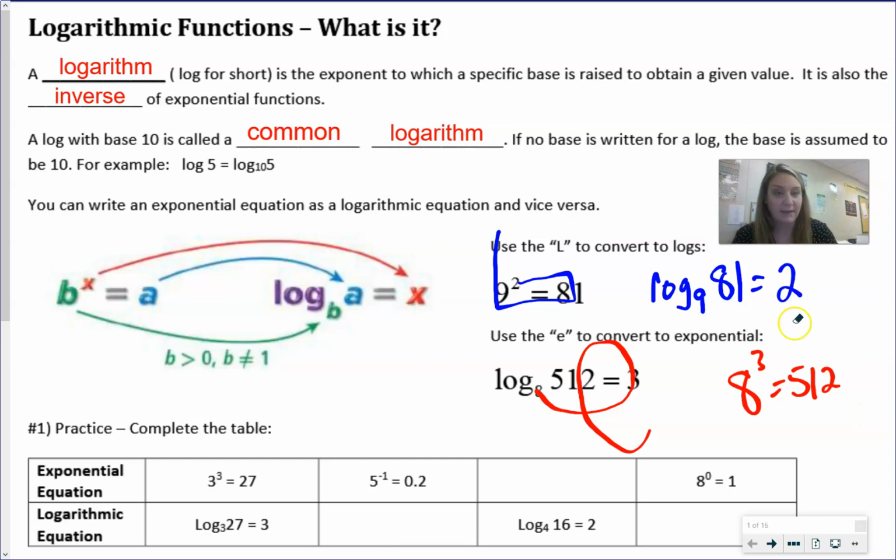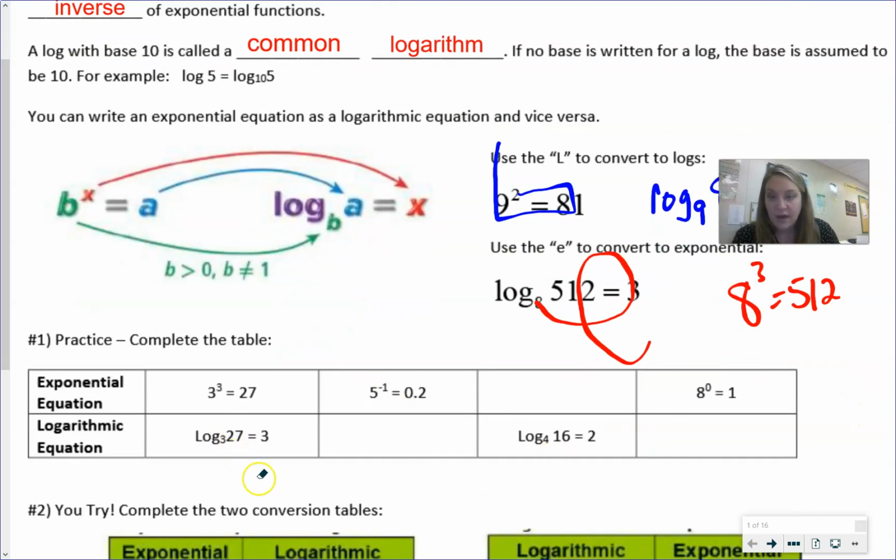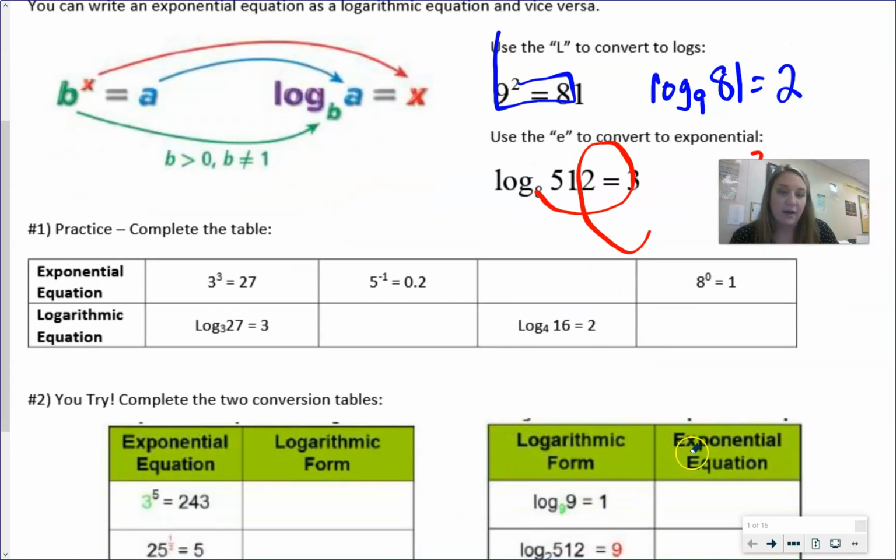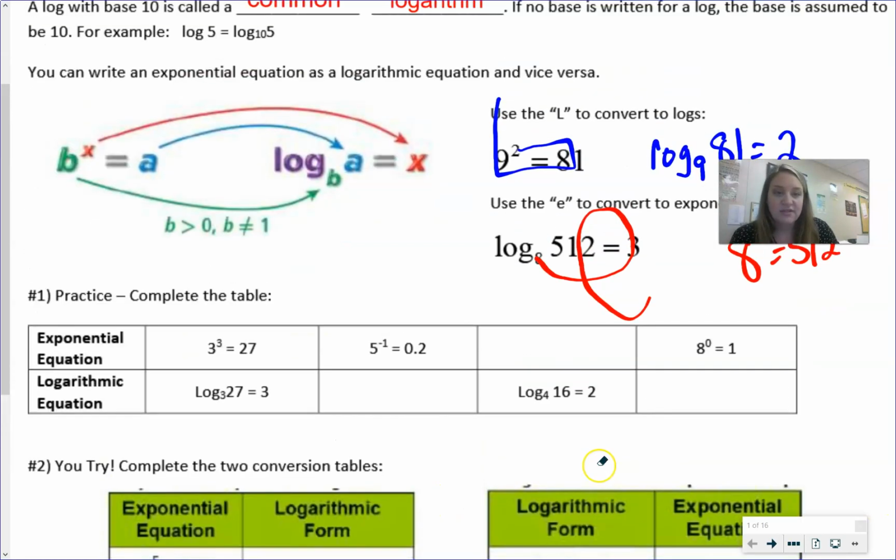You're going to fill in this table at the bottom. I guess we can do this one together, and then I'll make you do these on your own. Let's do this first one together. So here we go. The top is going to be the exponential. The bottom is going to be the equivalent in log form.